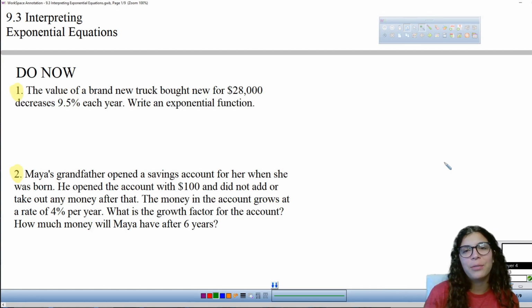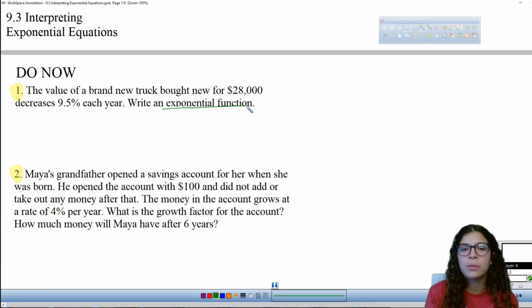In this one we're going to be covering interpreting exponential equations. Before we do that, I just want to do a couple of review problems. So the first one says the value of a brand new truck bought new for $28,000 decreases at 9.5% each year.